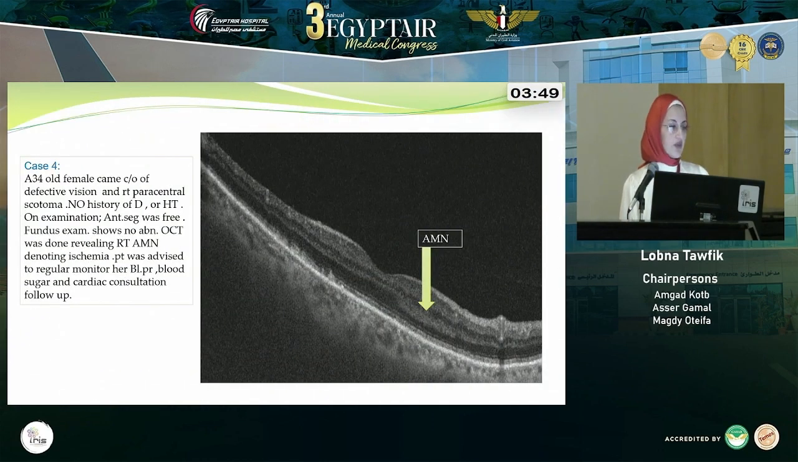Case 4, a 34-year-old female, came complaining of defective vision, a right paracentral scotoma, with no history of diabetes or hypertension. On examination, the anterior segment was free. Fundus examination showed no abnormality. OCT was done, revealing right AMN, denoting ischemia. The patient was advised to regularly monitor her blood pressure and blood sugar, and to have a cardiac consultation and follow-up.